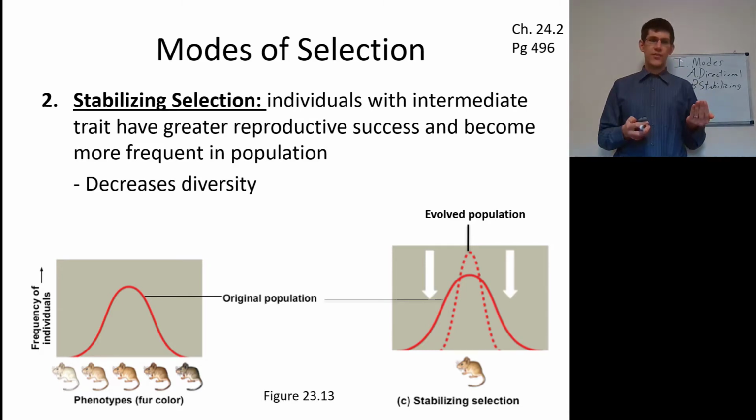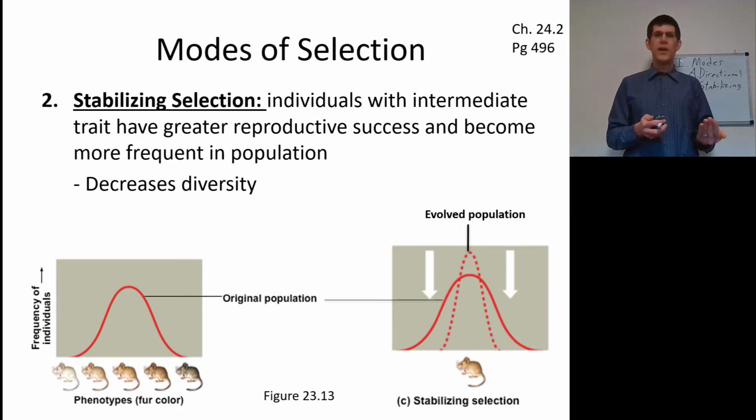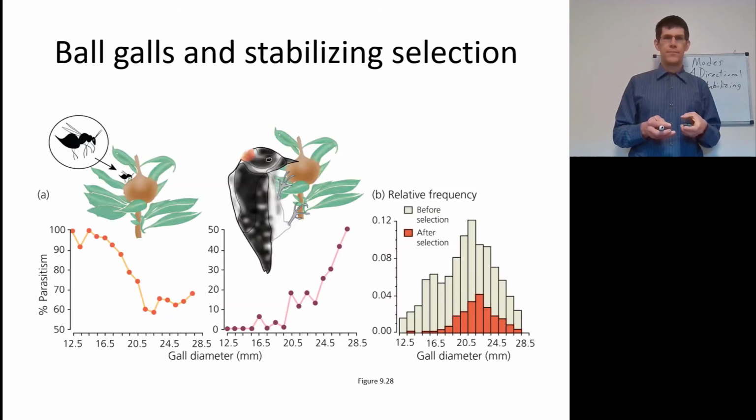This, just like directional selection, will decrease diversity in the population. So both of these so far decrease diversity by removing certain phenotypes that are less well adaptive, as it were.